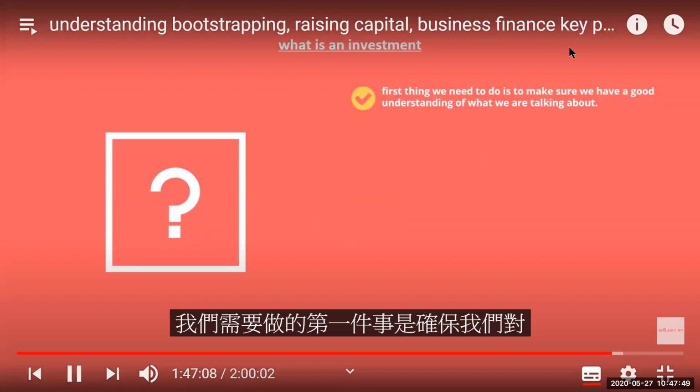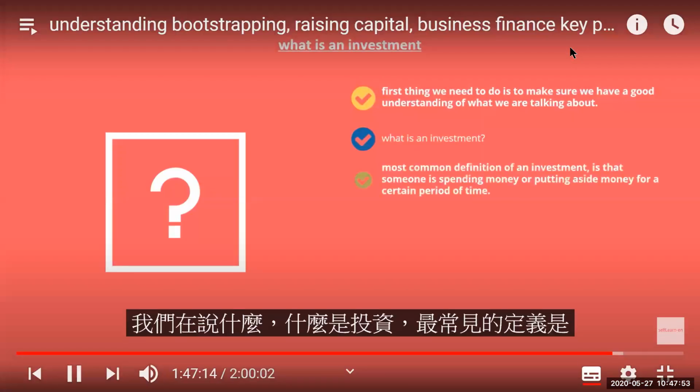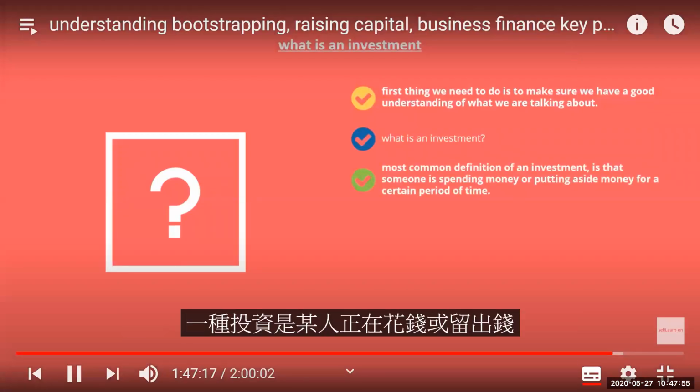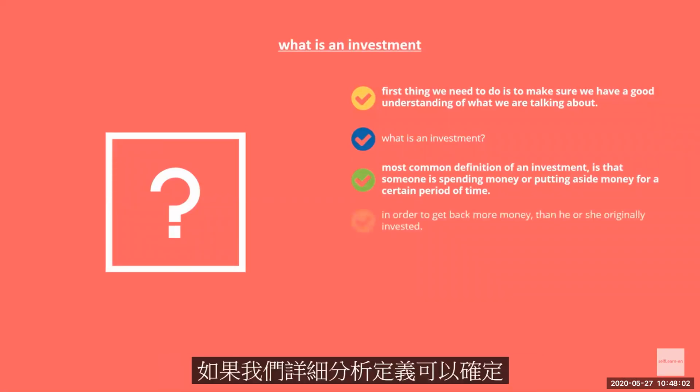We need to make sure we have a good understanding of what we are talking about. So what is an investment? The most common definition of an investment is that someone is spending money or putting aside money for a certain period of time in order to get back more money than he or she originally invested.